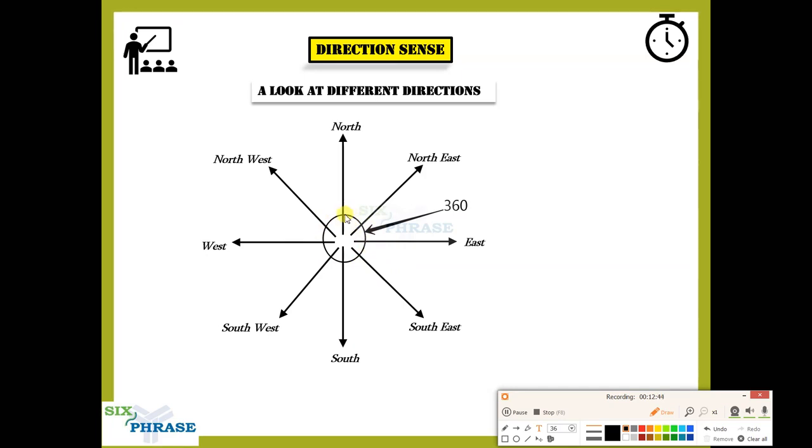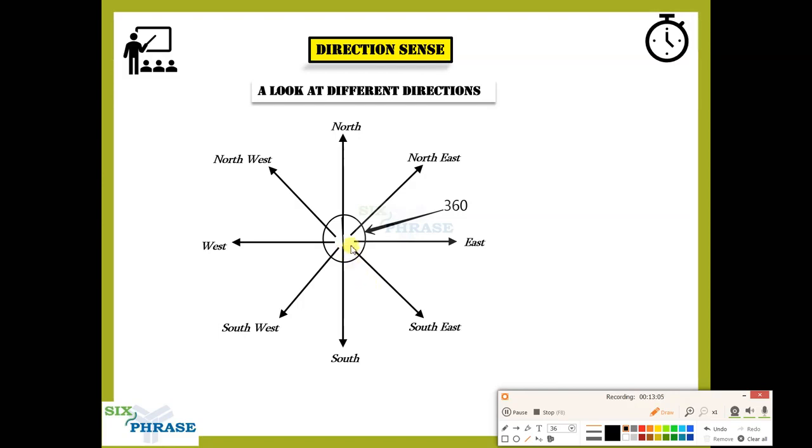So if you start from here to here, it is 360 degrees. Okay, from here to here, this whole circle is 360 degrees. You know that the angle in a circle is 360 degrees. What is the angle in a semicircle? Let us say that I do it like this, something like this.